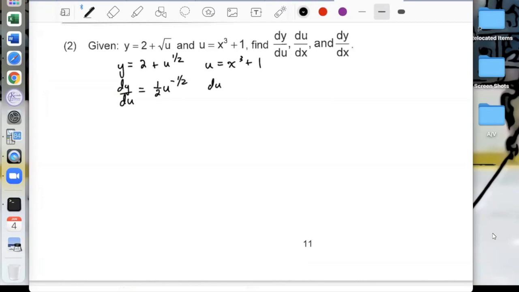Derivative of u with respect to x would be 3x squared. All right, so then finding dy over dx is really just a matter of finding the product of these 2.